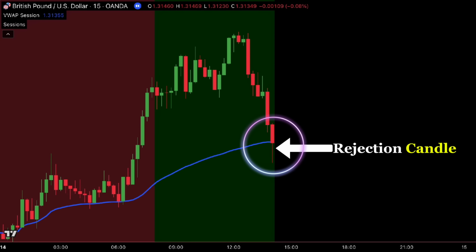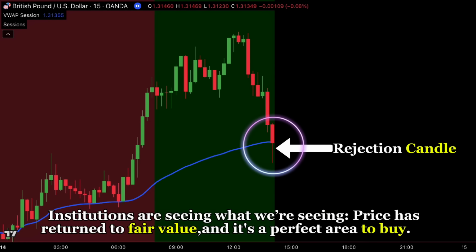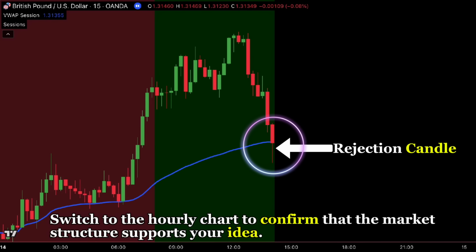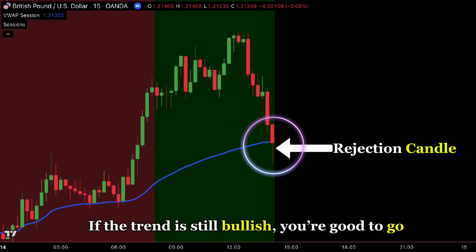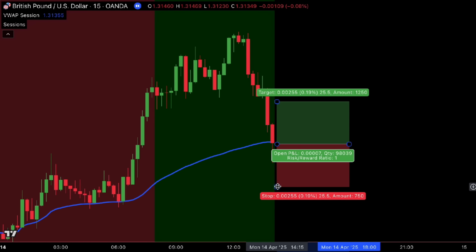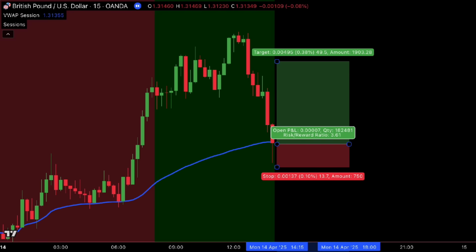This is your confirmation. That rejection candle tells us one thing. Institutions are seeing what we're seeing. Price has returned to fair value and it's a perfect area to buy. But before you jump in, you always verify. Switch to the hourly chart to confirm that the market structure supports your idea. If the trend is still bullish, you're good to go. Now, back on the 15-minute chart, you can place your entry at the close of the rejection candle, stop loss just below the wick, target the next major level.